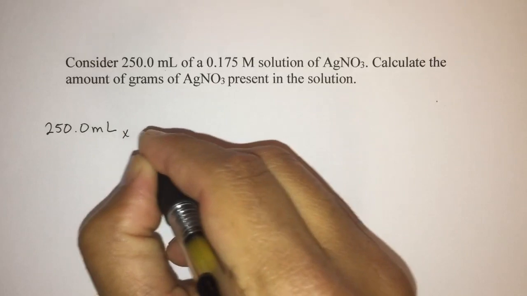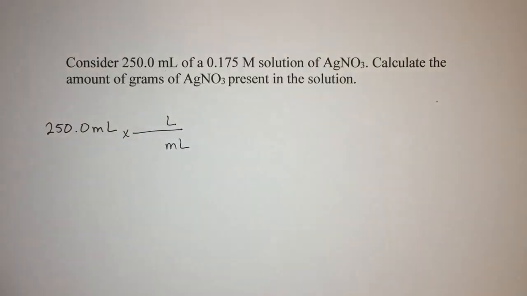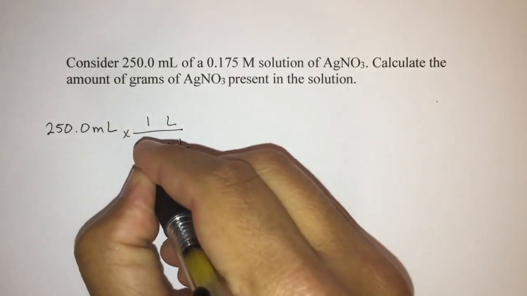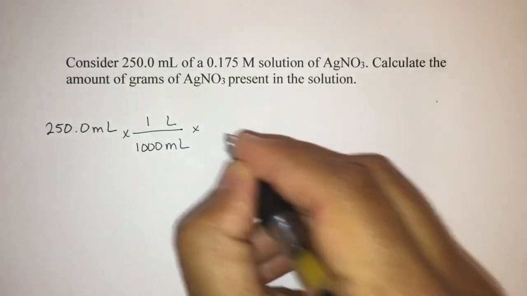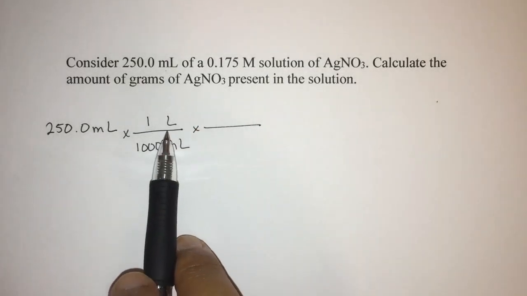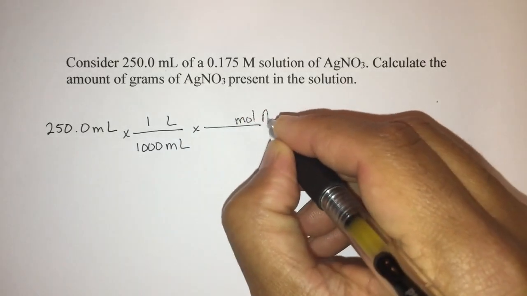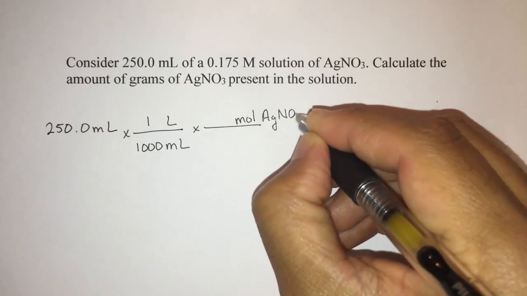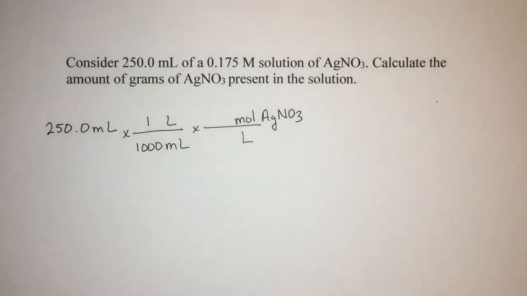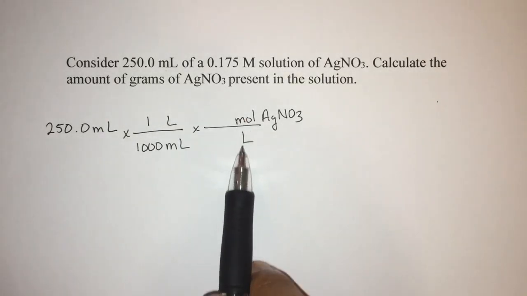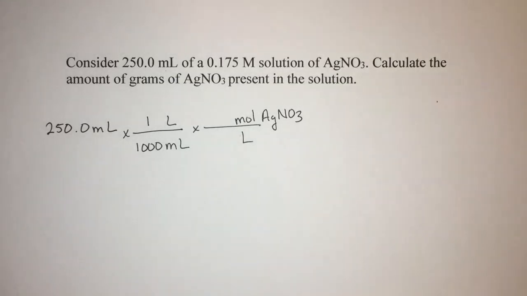In order to use the molarity, we'll have to convert the milliliters into liters. From units of liters, now we can convert to the moles of the silver nitrate and cancel the liters. So again, notice the relationship, the mole per liter. This is the same thing as the molarity.